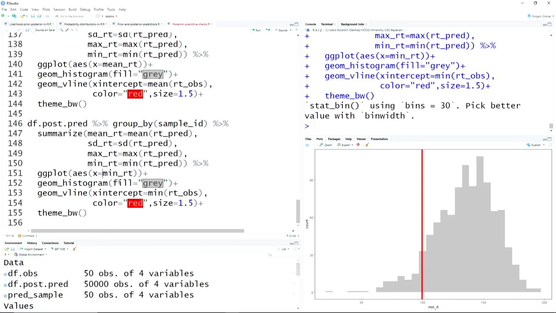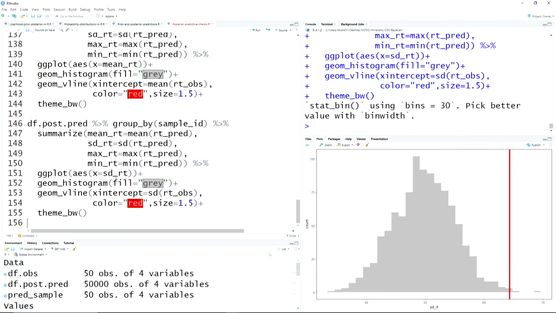You can also compare SD, let's say SD RT, and here SD of RT obs. That's also very different, right? So the observed data has a very large standard deviation, but the posterior predictive samples have a standard deviation between 40 and 60. So on these summary statistics, the posterior predictive checks tell you that your likelihood assumption is not reasonable, that you have probably assumed a wrong likelihood function.